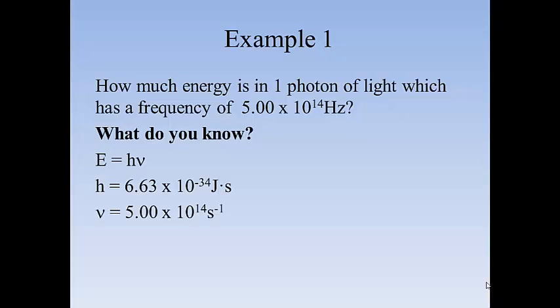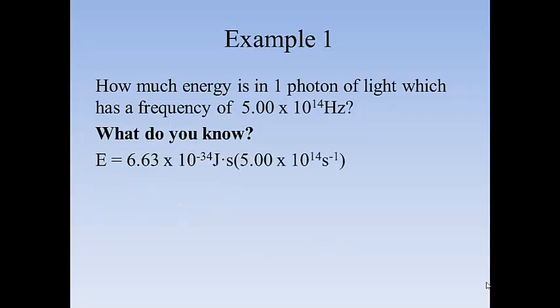You know that the frequency is 5.00 times 10 to the 14th per second. You know 2 out of the 3 variables in the equation, so you plug and chug. You set this equation up, do out the math. Notice the seconds cancel out, and you get 3.315 times 10 to the minus 19th joules per photon.